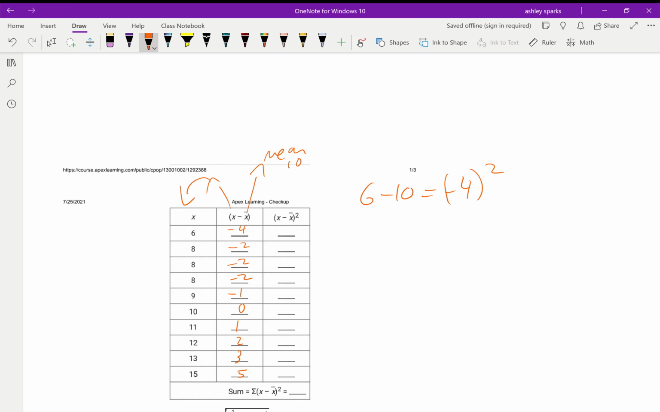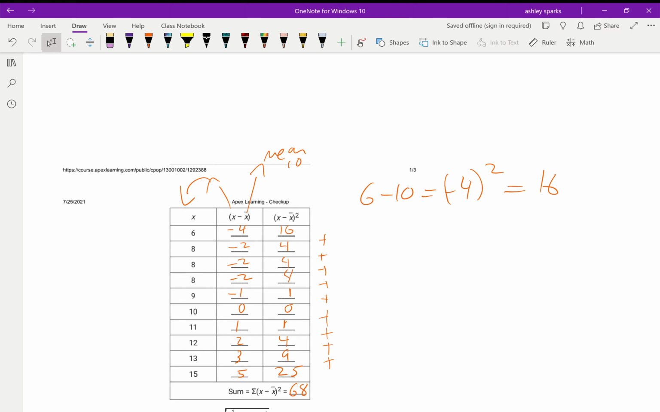So negative 4 times negative 4 gives me 16 here. Negative 2 times negative 2 is 4. All of my 2's will be the same. 1 times 1 is 1. 0 times 0 is 0. 1 times 1 is 1. 2 times 2 is 4. 3 times 3 is 9. And 25. Then I just want to add all of these numbers together. So 16 plus 4 plus 4 plus 4 plus 1 plus 0 plus 1 plus 4 plus 9 plus 25, which would give me 68.